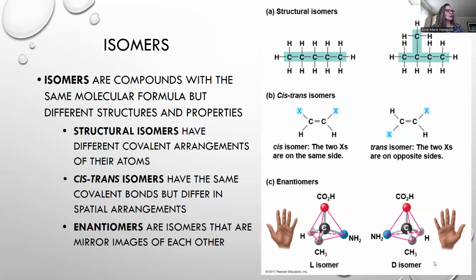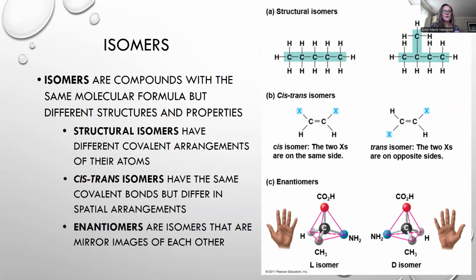And then real quick, we're going to look at isomers. Isomers are just different arrangements of molecules. So they're going to have the same molecular formula, but they're going to have a different structure. And because their structure is different, it gives them a different function or properties. And so in biology, structure and function go hand in hand.